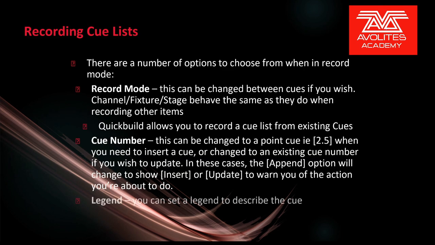There are a number of options to choose from when in the record mode. For a Cuelist, the record mode itself can be changed between cues if you wish. Channel, fixture, stage behave the same as they do when recording other items. Quick build allows you to record a Cuelist from existing cues. We'll show that. Cue number can be changed to a point cue, i.e. 2.5, when you wish to insert a cue, or change to an existing cue number if you wish to update. In these cases, the append option will change to show insert or update to reflect the action you're about to do. Legend, you can set a legend to describe the cue.